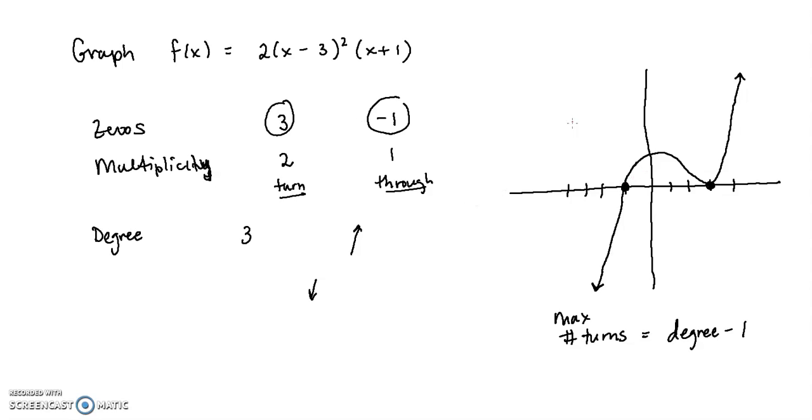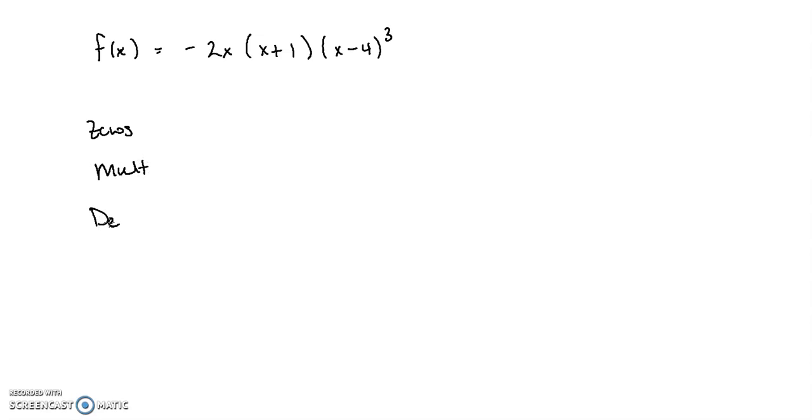Okay, let's try another one. All right, let's say we have f of x equals negative 2x, x plus 1, x minus 4 cubed. Okay, so we want the same 3 things as last time: zeros, multiplicity, and degree. Those are the 3 things that we need to know about the graph in order to draw it.